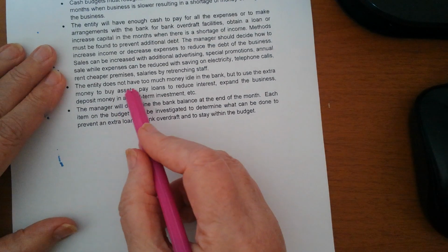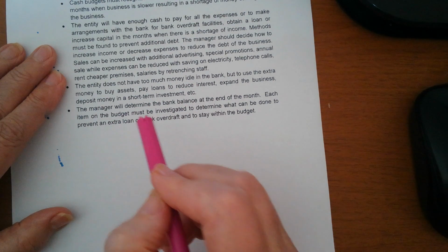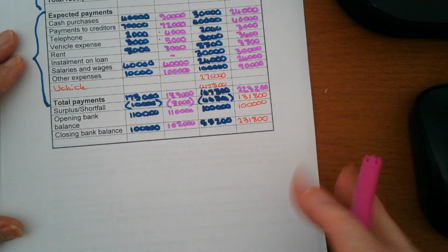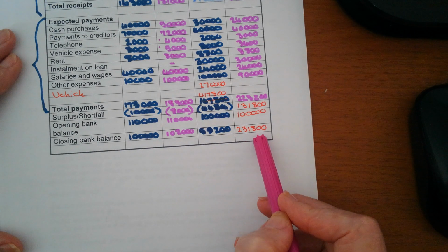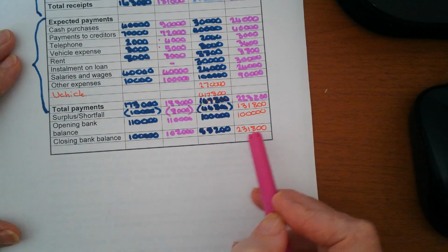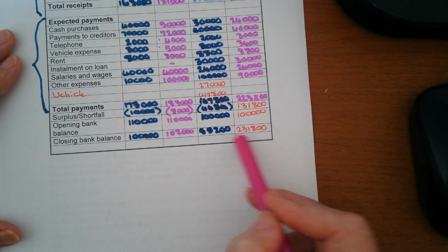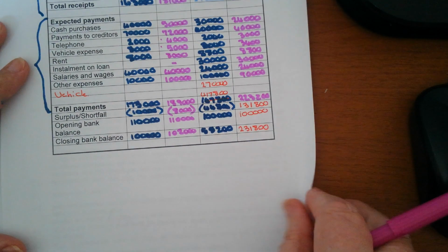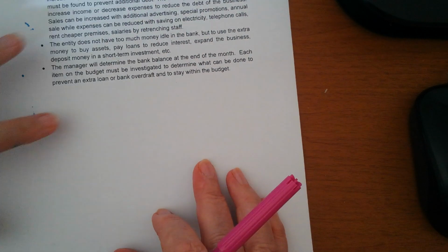The entity should not have too much money idle in the bank, because if they have, it means that you are actually not making money with the money that you've got available. So if we look at this amount here, the 231,000 is much too high. So they must decide immediately what are we going to do so that we reduce this amount and we pay less interest on the loan, for instance, or we buy more goods and we make more profits.